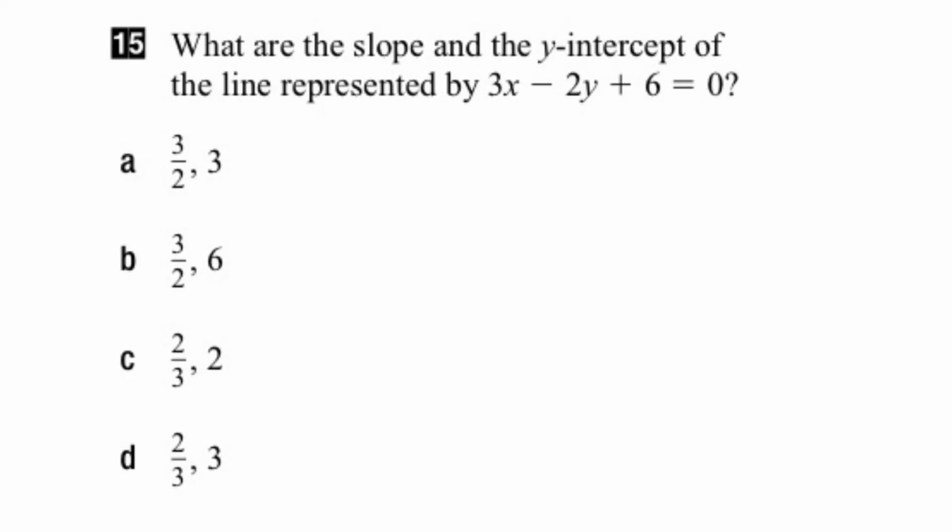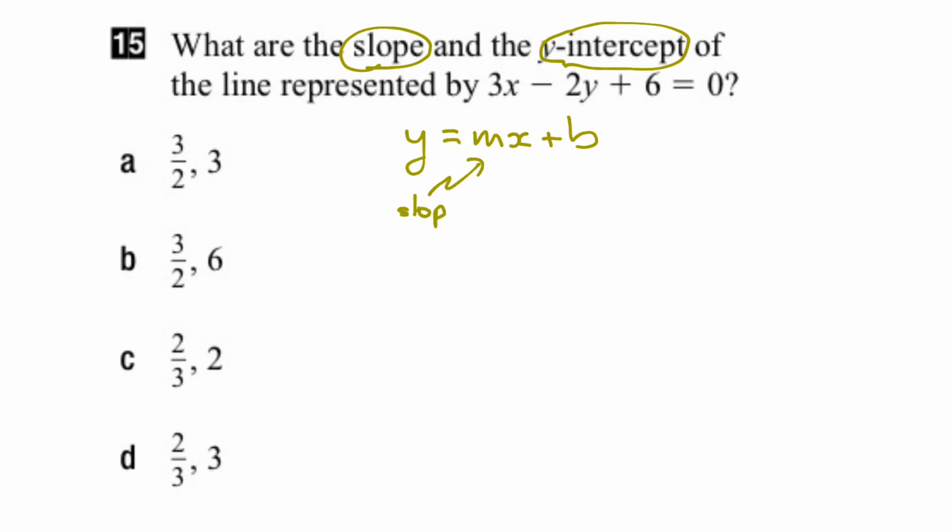In this question, we have to find the slope and the y-intercept of the line represented by this equation here. As soon as we see the words slope and y-intercept, we can think about the slope y-intercept form of a straight line, which is y equals mx plus b, where m is the slope and b is the y-intercept.